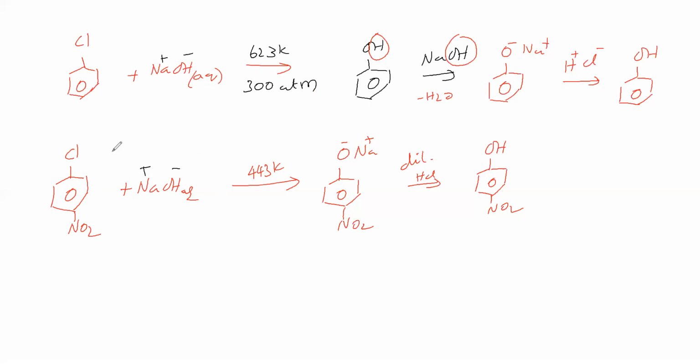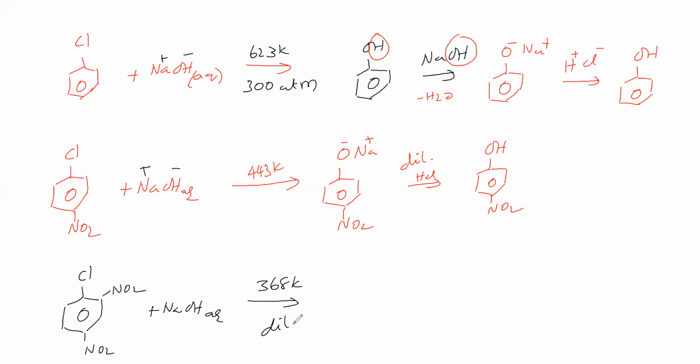Let us introduce one more electron withdrawing group. What will happen? We'll see. Okay, so here one NO2 group, here one NO2 group. Now we will add aqueous sodium hydroxide. What is the condition required? 368 Kelvin we have to provide. Then this Cl becomes O minus Na plus.